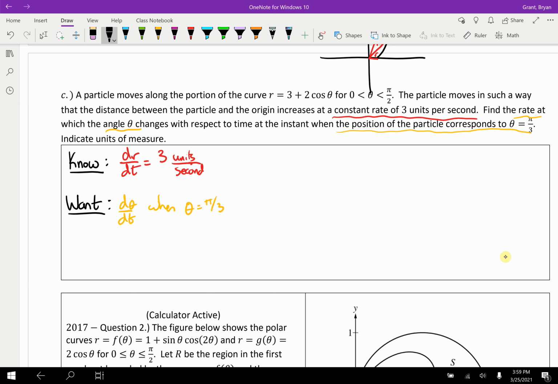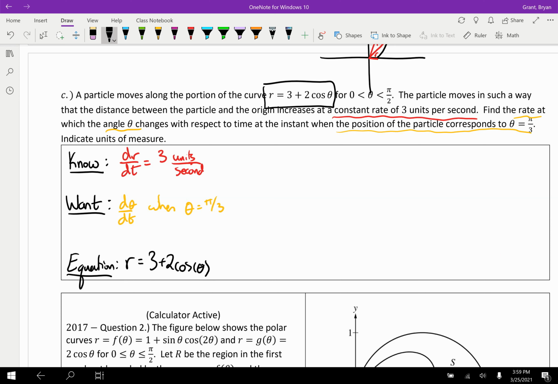All right, well, let's create an equation then. Do we have an equation anywhere that relates r and theta? Ignore the d, the dt, all that stuff. Do we have an equation that relates r and theta? Well, certainly. They gave us an equation. That's very nice of them. r equals 3 plus 2 cosine of theta. Excellent.